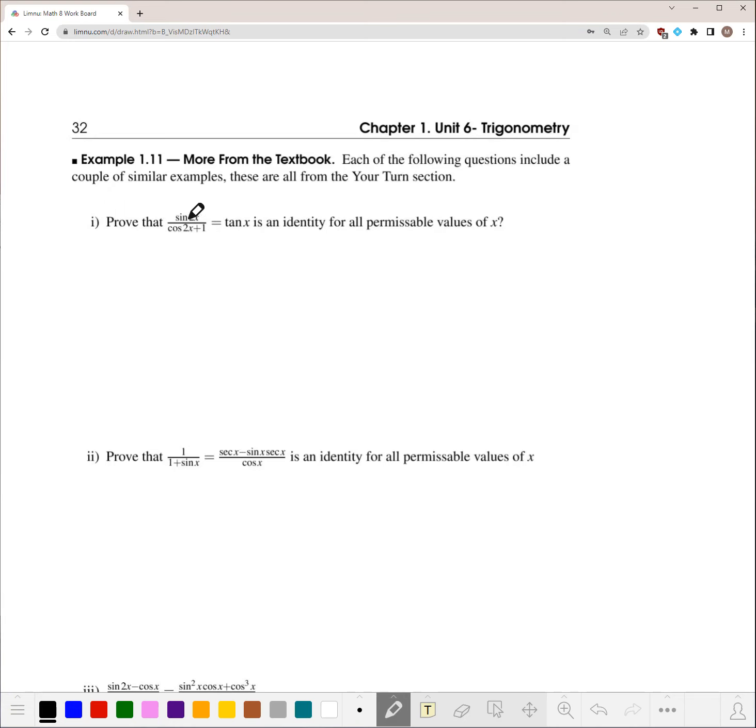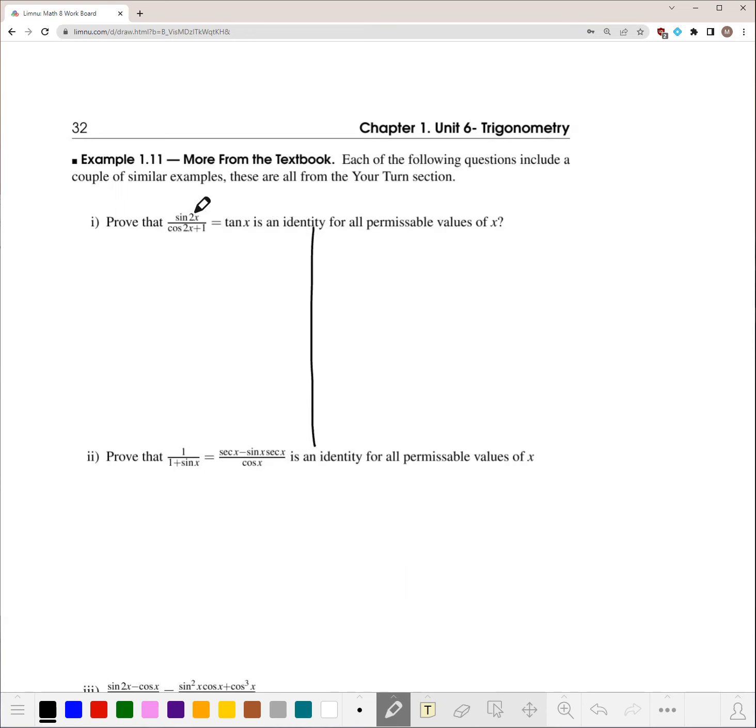Okay, so our first one is prove that sine 2x over cosine 2x plus 1 is equal to tan x. Oof. Okay, well, let's start with this. Actually, sorry, let me restart this. I'm going to set up a left and a right-hand side.